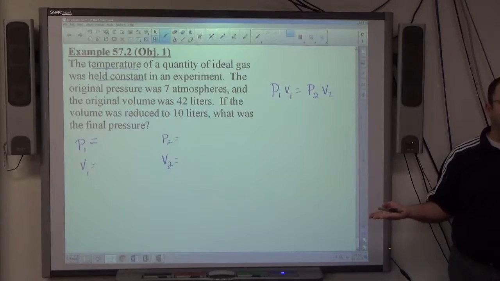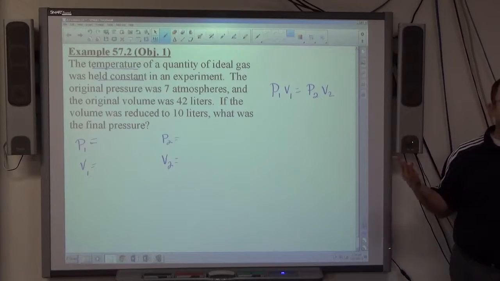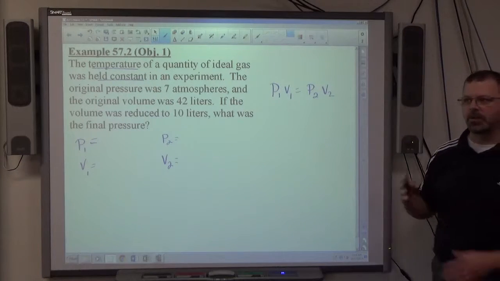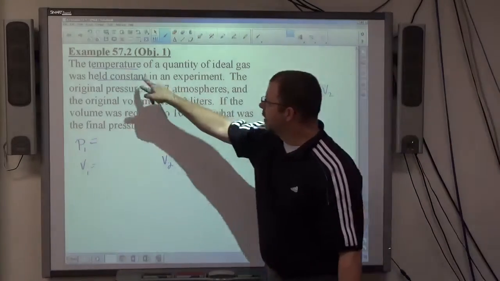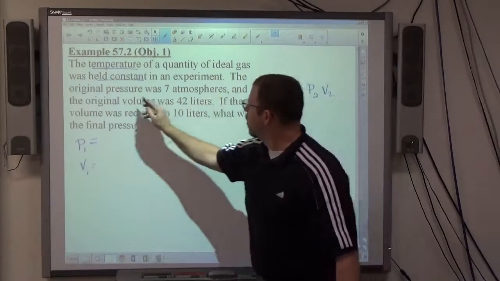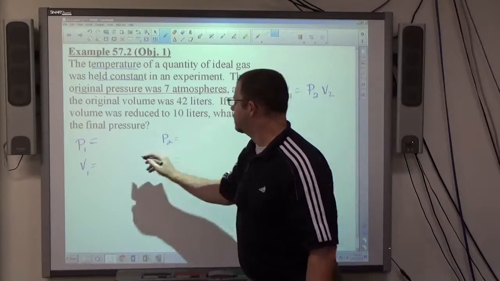So again, if anything's held constant, it's irrelevant. And again, sometimes it'll tell us it's held constant at a specific number. It still doesn't matter. The temperature of a quantity of ideal gas is held constant at 800 degrees Kelvin. Fine, it's still held constant, doesn't matter. All right, so if they tell you what it is or they don't tell you what it is, held constant's the key, doesn't matter. The original pressure was 7 atmospheres.